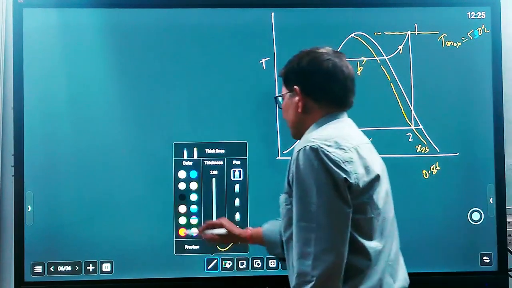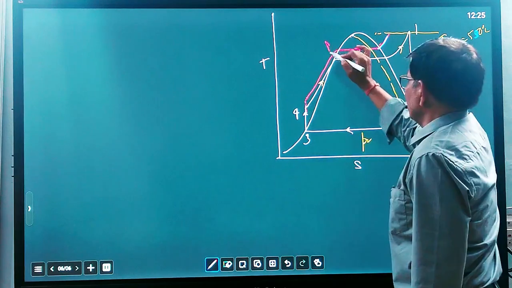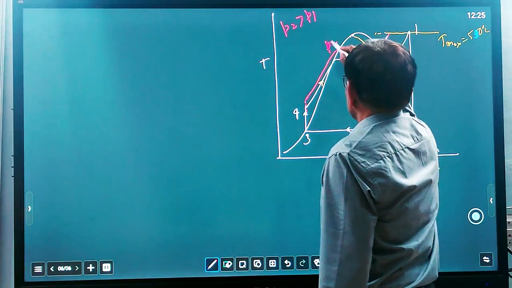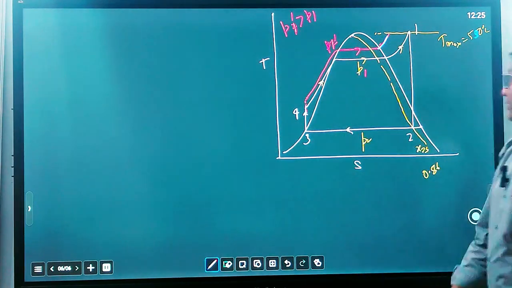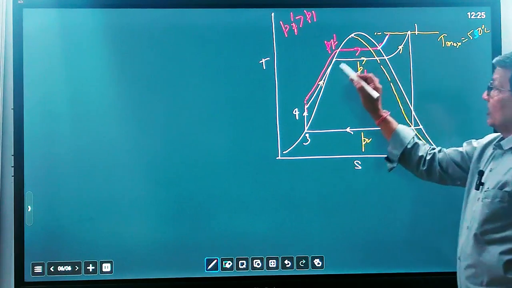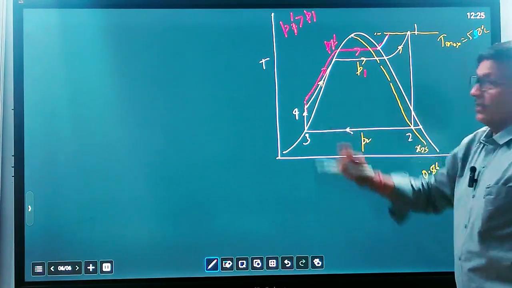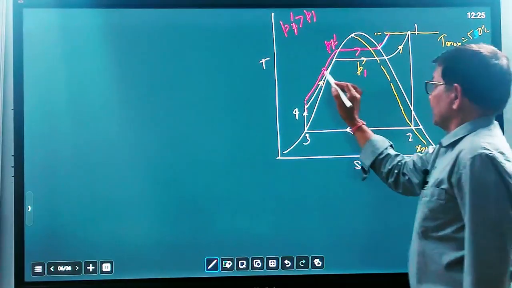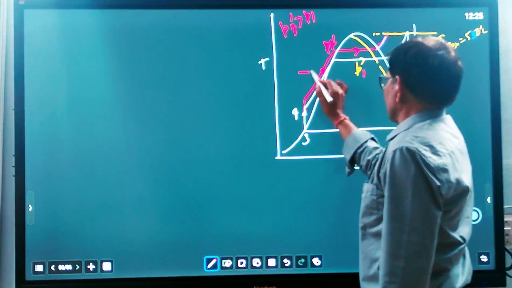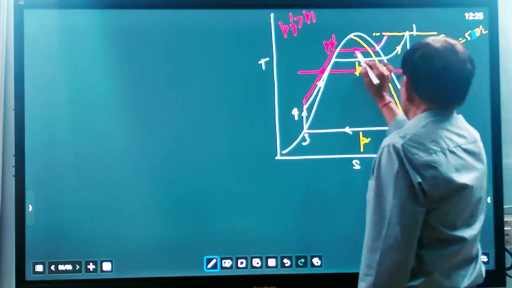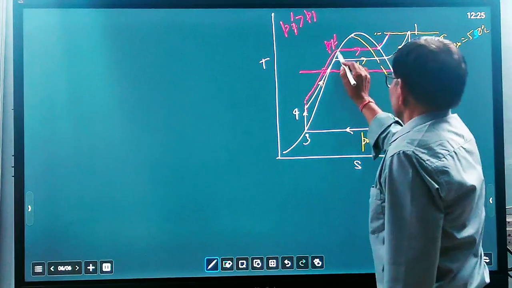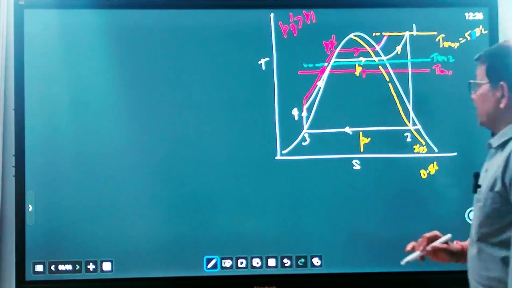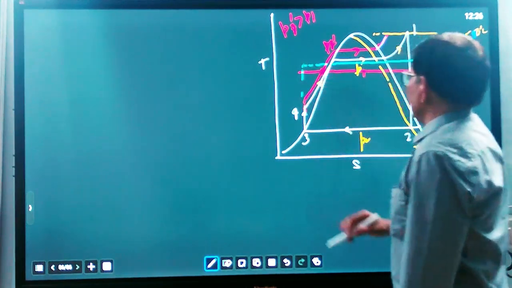So you can see what will happen if we increase the pressure. This is P2, P2 higher than P1 dash. This is P1 dash, higher than P1. If you increase pressure, then the mean temperature will be higher. Suppose earlier the mean temperature was that one. This was the earlier mean temperature Tm1, and for this the mean temperature will increase. And for this one, the mean temperature will slightly increase to Tm2. If we increase pressure, mean temperature will increase.